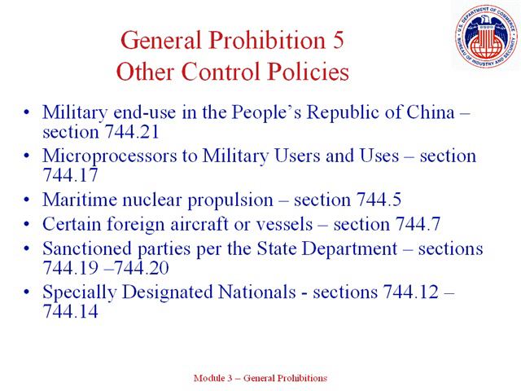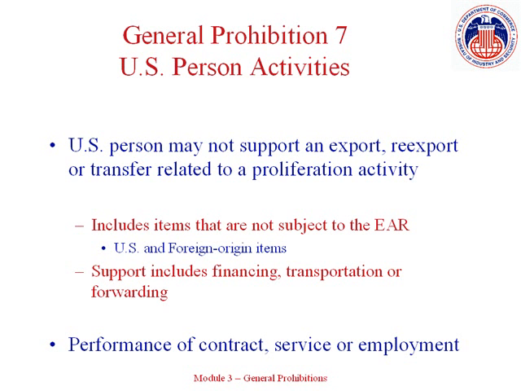With respect to specially designated nationals, BIS maintains restrictions on exports and re-exports of certain Treasury Department designated persons, specifically specially designated global terrorists, specially designated terrorists, and foreign terrorist organizations. General Prohibition 7 prohibits U.S. persons from engaging in exports, re-exports, or transfers to or in any country of any item where a U.S. person knows that such items will be used in specified proliferation activities.